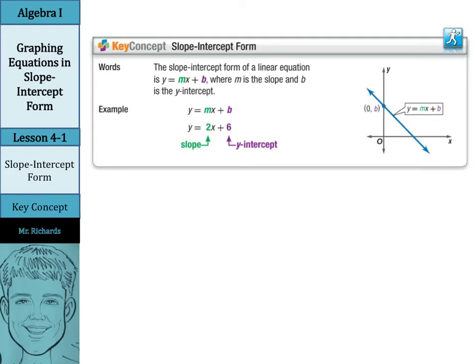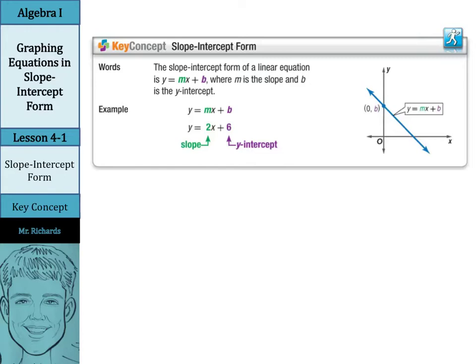Hi, Mr. Richards here, and today we're going to talk about graphing equations in slope-intercept form. Our objective is to write and graph linear equations in slope-intercept form and model real-world data with equations in slope-intercept form. So let's get started with our key concept.